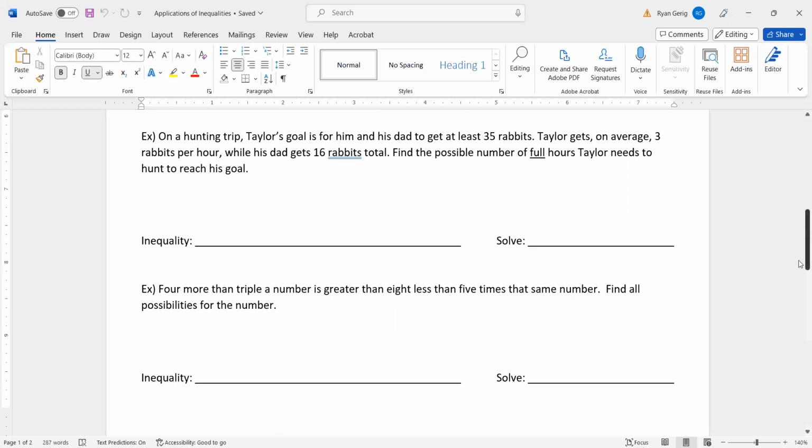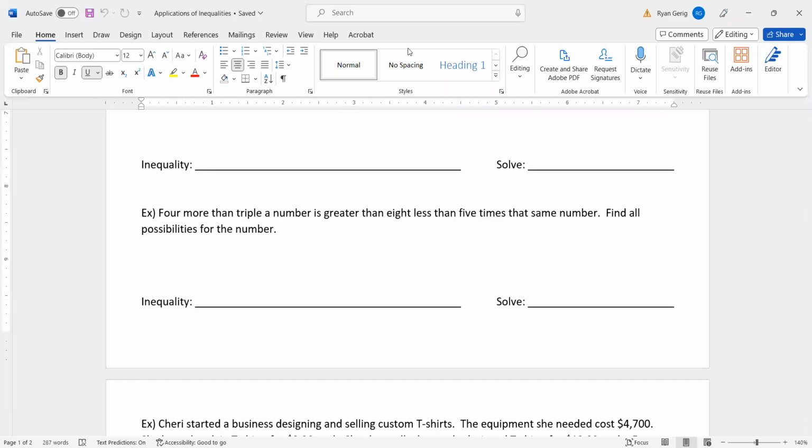All right, 4 more than triple a number is greater than 8 less than 5 times the same number. Find all possibilities for the number. All right, so this one, a little different than the first two because our goal, or our expression number 2, is not a number here. Expression 1 is one side. Expression 2 is the other side. Is greater than is my separator. So the left side is over here. And the right side, where number 2 is over here.